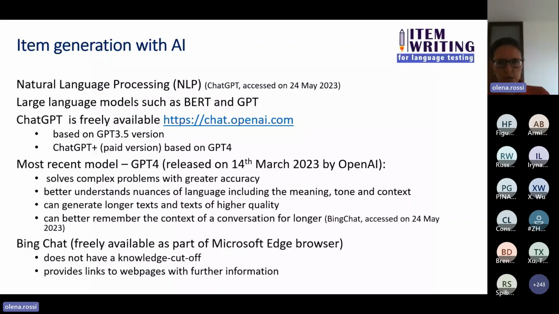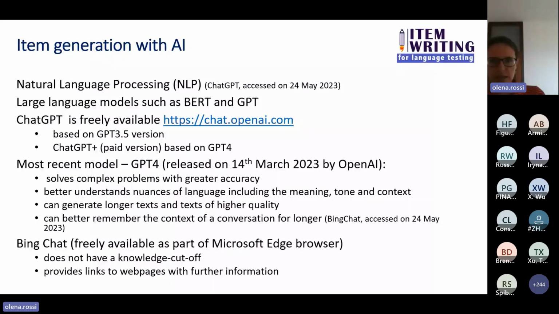So the latest GPT version is GPT-4. It was released on the 14th of March this year by OpenAI, and reportedly it was trained on a much bigger data set and has a larger number of parameters. Because of this, it solves complex problems with greater accuracy. It is better at understanding nuances of language, including the meaning, tone, and context. It can generate longer texts and texts of higher quality, and it can also better remember the context of a conversation for longer. This information was provided to me by Bing Chat.